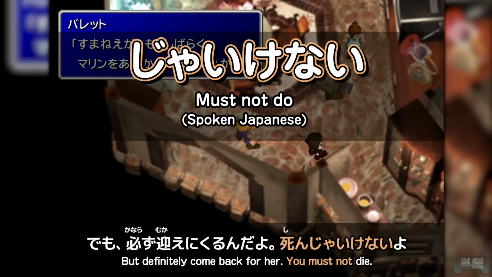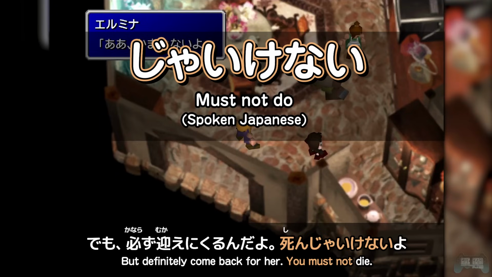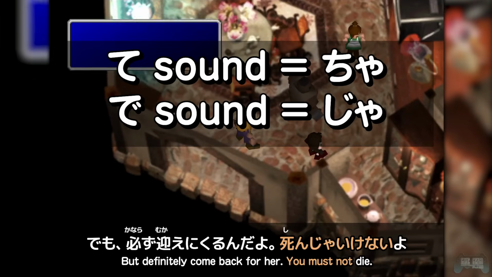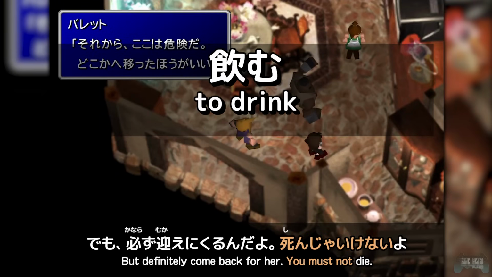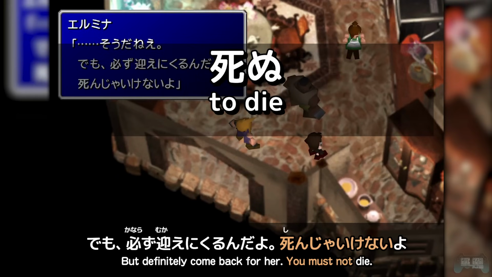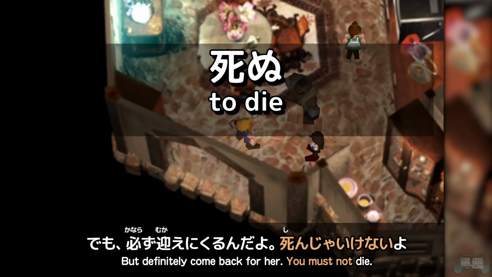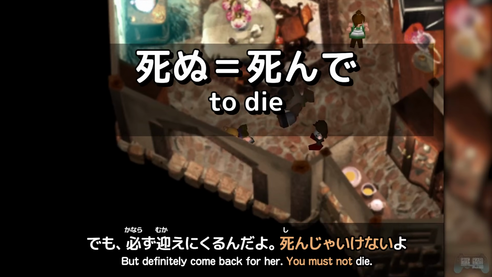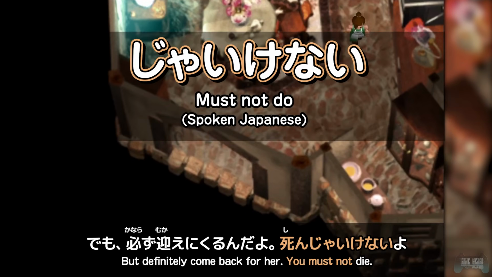And so, as I mentioned, there's the second style, the じゃ. Now, this じゃ is used when the て form ends in a で sound, like 飲む to drink turning into 飲んで. Or in this example, 死ぬ to die turning into 死んで when put in the て form. So you use 死んじゃいけない, you must not die.